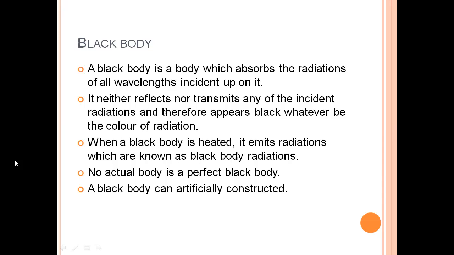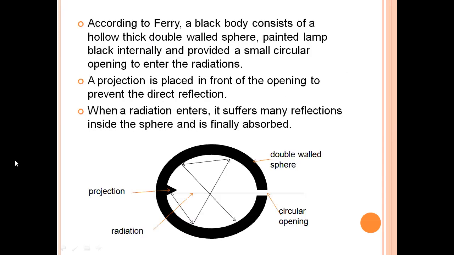There is no perfect black body existing in nature, but we can construct it artificially. The first scientist who made an artificial black body is Ferry. According to him, a black body can be constructed using a hollow, thick double-walled sphere painted with lamp black inside the sphere. There will be a circular opening on one side of that hollow sphere, which allows the radiations to enter the cavity.